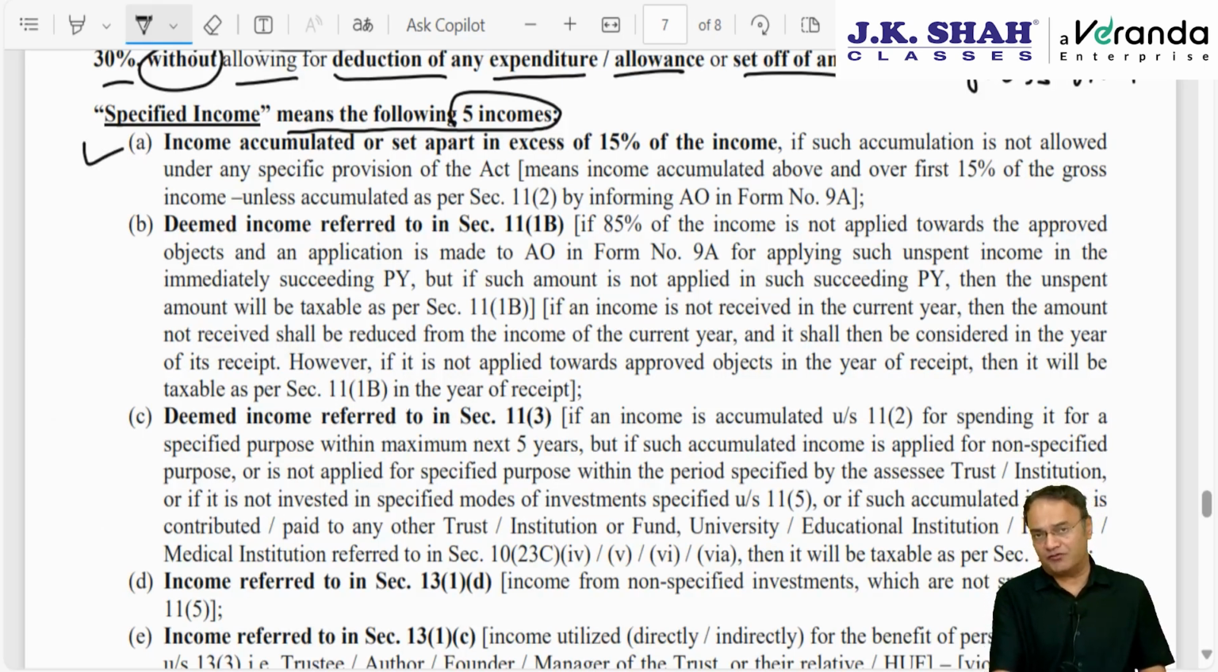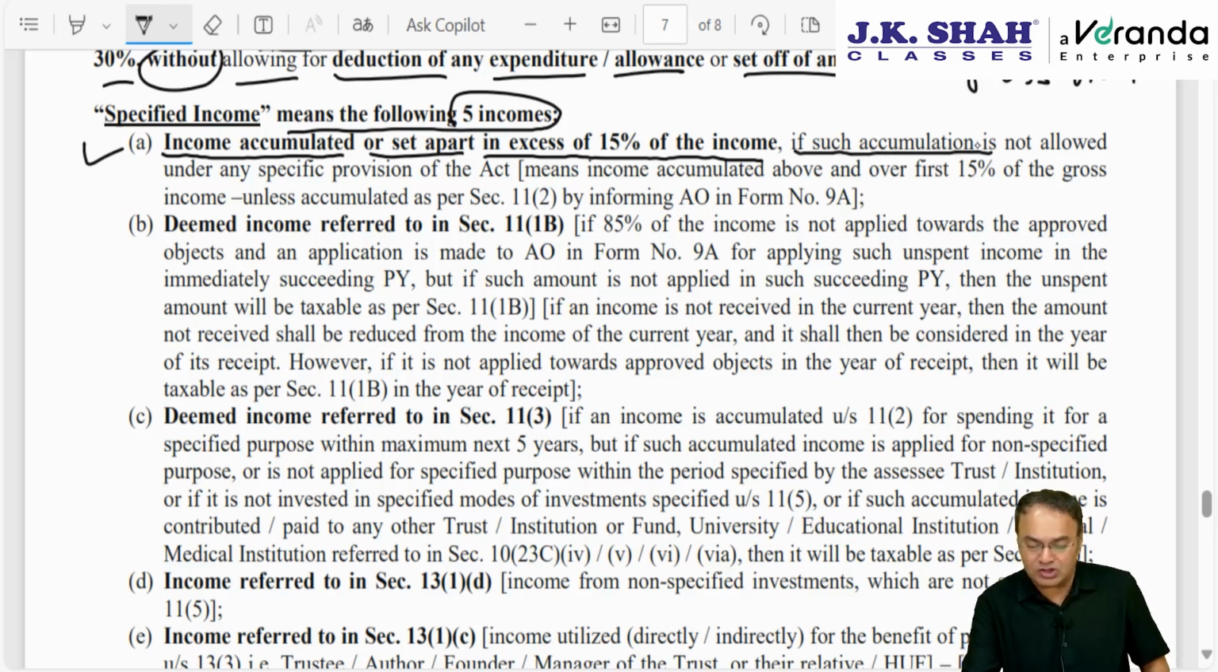The first one out of 5 incomes is income which is accumulated or set apart in excess of first 15% of income. In excess of first 15%. So first 15%, there is no issue. Nobody is going to ask you a question for that. Where did you keep it? What did you do with that? First 15% is automatically exempt.